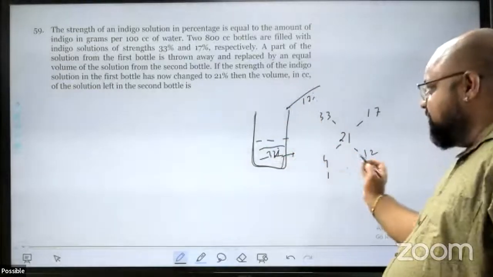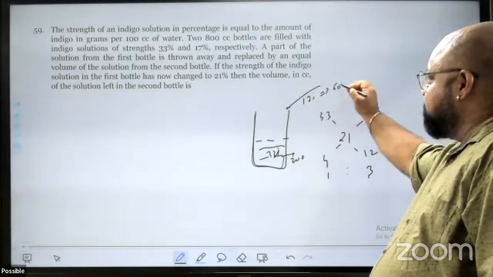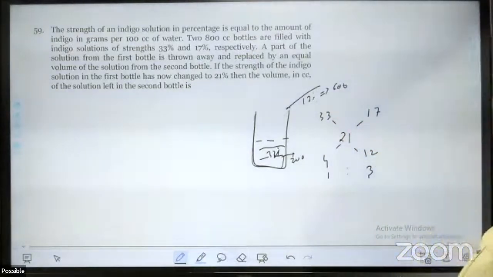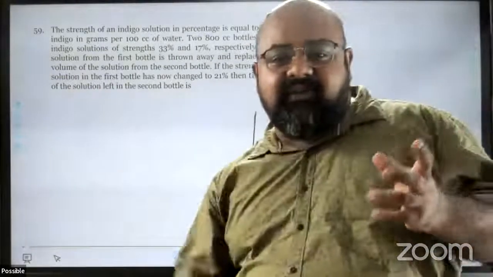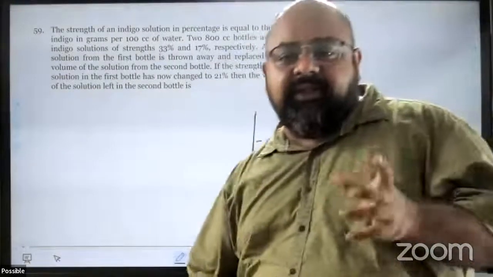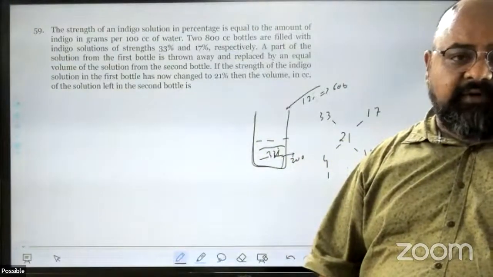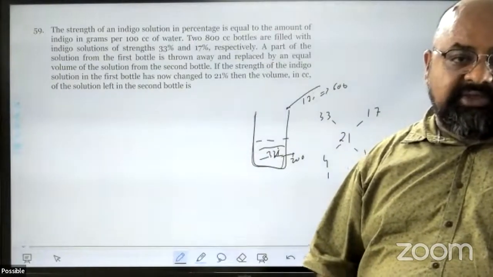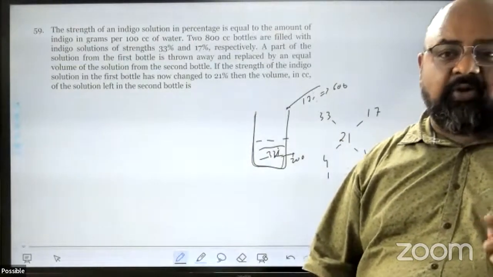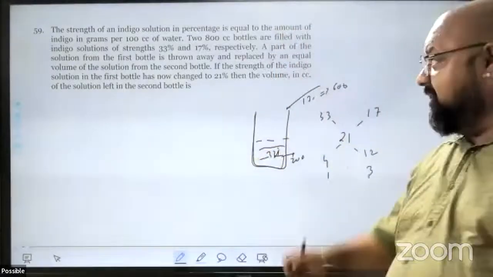So if I divide in the ratio 1:3, 200 cc would have been there, in which 600 cc would have been added, right? And therefore, from the 17% solution, 600 cc would have been removed and put into the 33% concentration solution. The last line says, the volume in cc of the solution left in the second bottle. Since 600 cc has been removed, 200 cc would have been left.